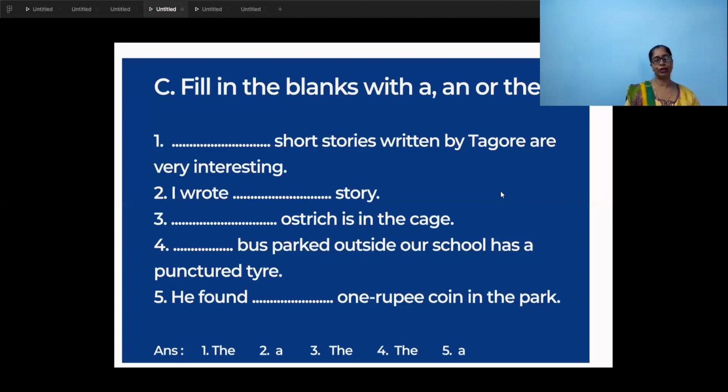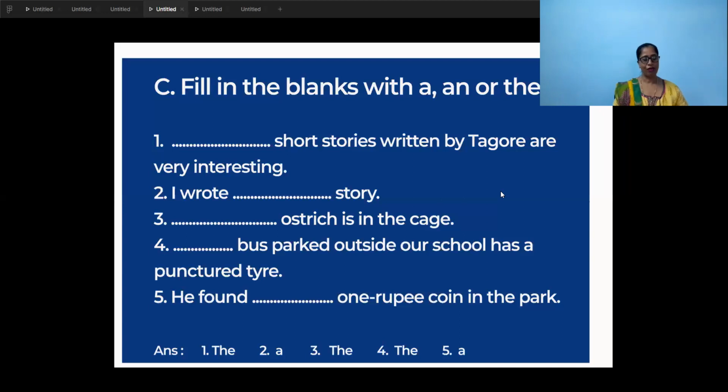This one you will do on your own, children. Fourth one, dash bus parked outside our school has a punctured tire. So am I talking about any bus or a particular bus? It's a particular bus. So we have to use the article, yes, the, T-H-E, the.